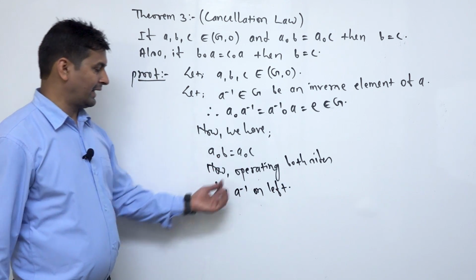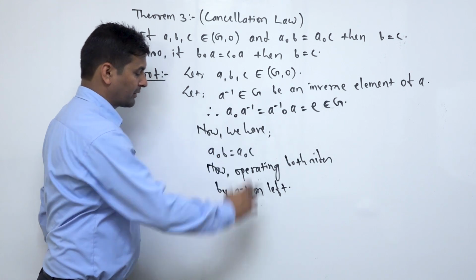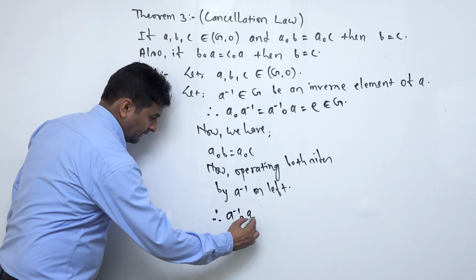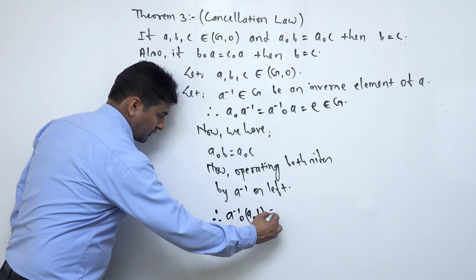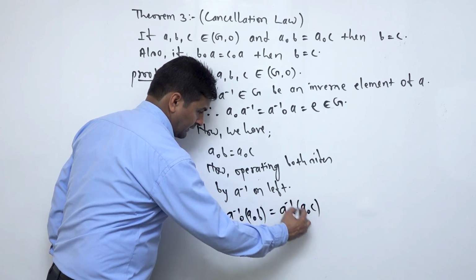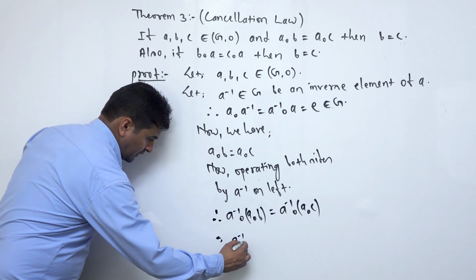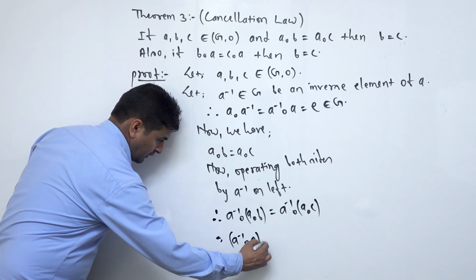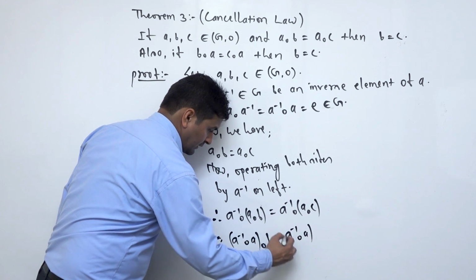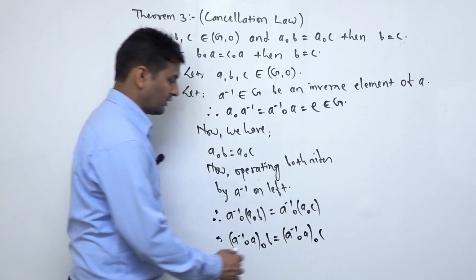Operating both sides by A inverse on the left. Left means on this side we operate, not on the right side; we have to operate on the left side. Therefore, A inverse ∘ (A ∘ B) equals A inverse ∘ (A ∘ C). This is the associative law. We have used the associative law here.